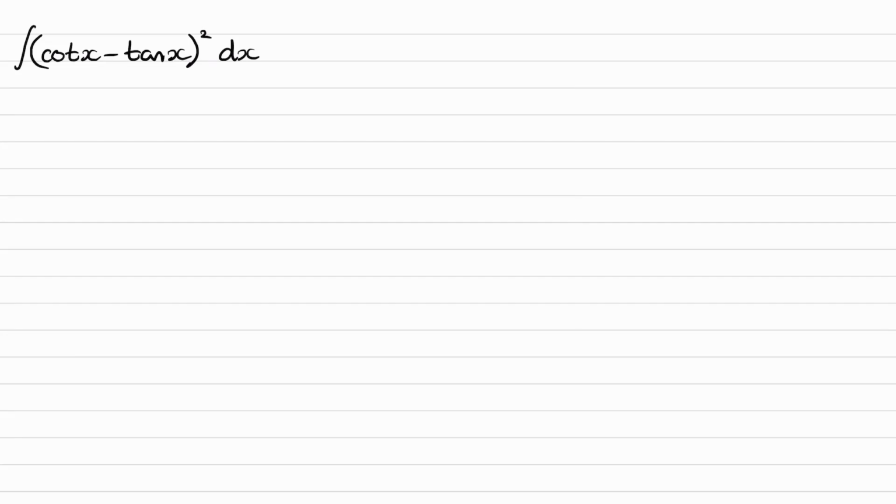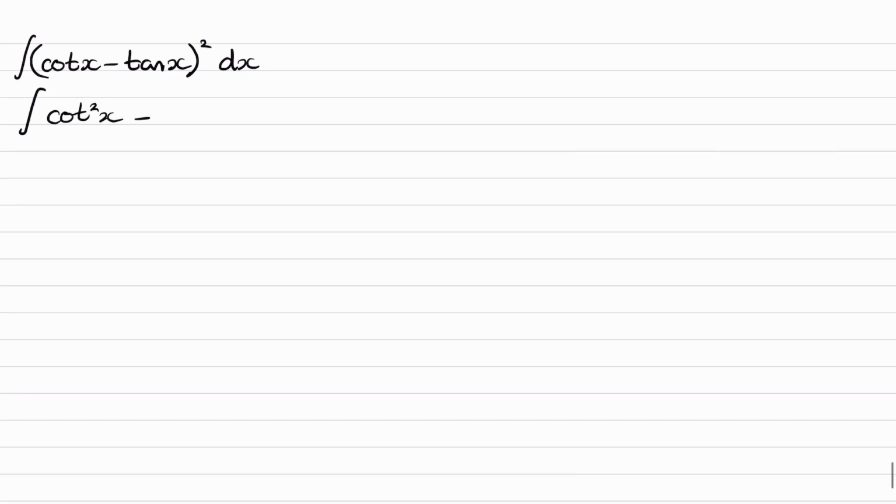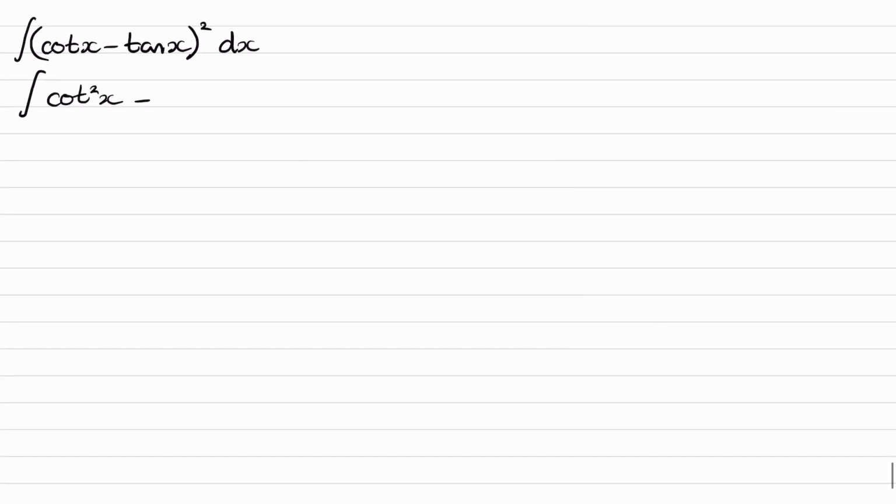Let's start this off by expanding out the brackets. So this then becomes the integral of cot squared x. So cot x times minus tan x would become minus cot x tan x. We'd have two lots of that, so it'll be minus 2 cot x tan x. And then minus tan x squared would be plus tan squared x.